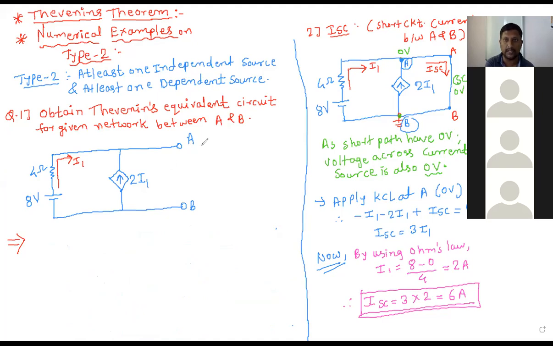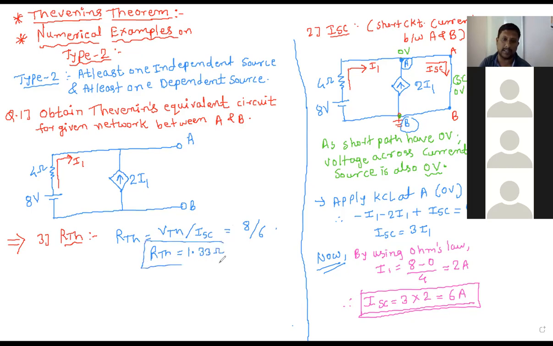Okay. Now next point is Thevenin's equivalent circuit we have to draw. Third point is RTH, we have to calculate. So RTH is equal to VTH divided by ISC. So my VTH answer, किती आला होता? 8. 8 divided by 6. So RTH answer is 1.33 ohm. That is my answer of RTH.